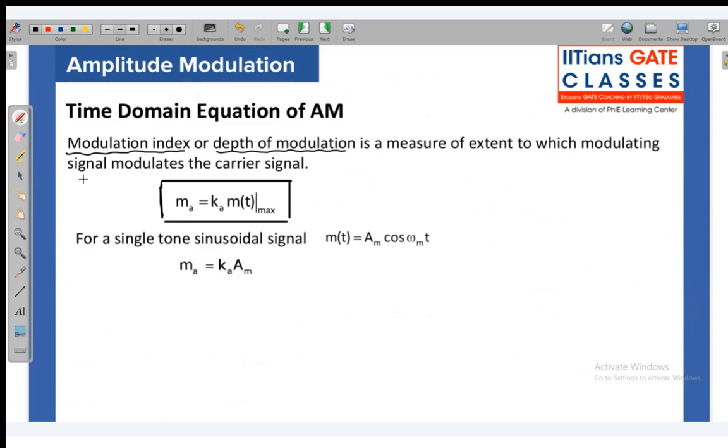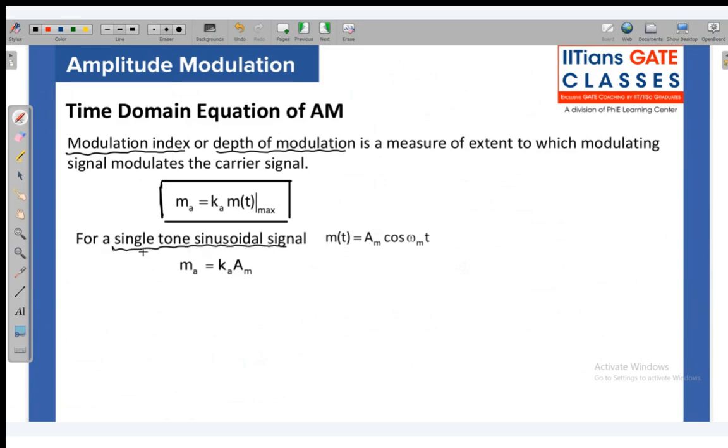We have a carrier signal that had fixed properties: fixed amplitude, fixed frequency, fixed phase, AC cos omega ct. Now we are bringing our message signal to change its parameter. Which parameter are we changing? Only the amplitude. We are keeping the frequency and phase constant. We are mixing our message signal with the carrier signal, and this mixing will change the amplitude of the carrier signal. How much it is changing, up to which extent you are mixing your message signal with the carrier signal, is called the modulation index.